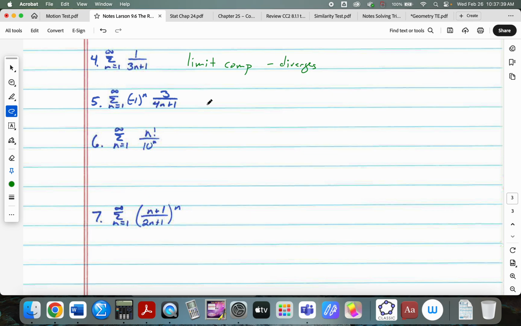What about this one, for number 5? Alternating series. Yeah, alternating series test. That's likely to converge. But since that has some negative terms in it, do you think it's going to converge conditionally or absolutely? Conditional. It's conditional because without the alternating part, it's going to act a lot like the previous one, right?